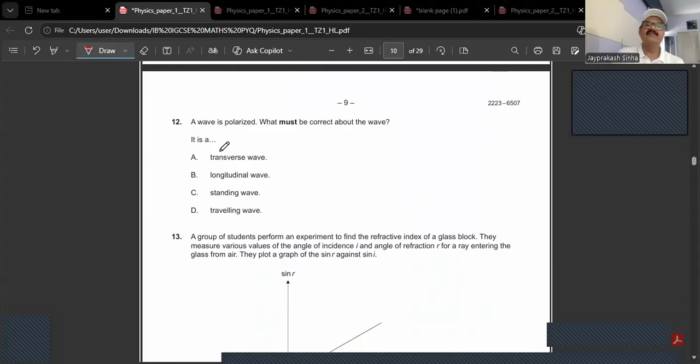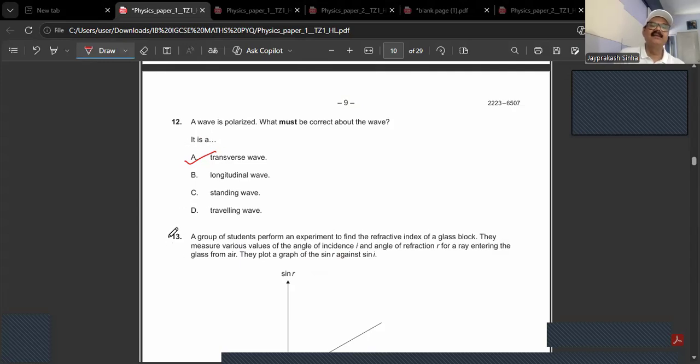Next, a wave is polarized. What must be correct about the wave? It is a transverse wave, longitudinal wave, standing wave, or traveling wave. So it is transverse wave, because longitudinal waves cannot be polarized. Only transverse waves can be polarized. For example, light waves can be polarized. So when you study light, you study the polarization of light waves, but you don't study the polarization of sound waves because sound is a longitudinal wave. So A is correct.